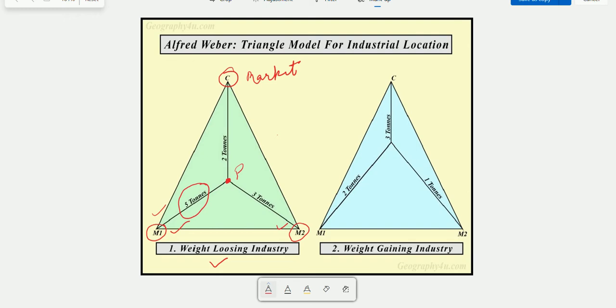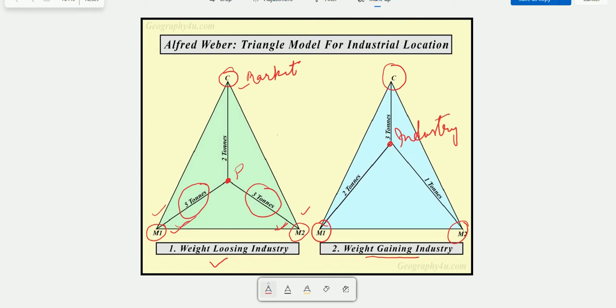iron ore, then 3 tons of coal are taken from M2. Since they are very heavy and bulky raw materials, to minimize the transport cost, it is located nearby the source of the raw material, a little away from the marketplace. So in the other case, for the non-weight-losing industries, here these are the sources of the raw material M1, M2, and this is the marketplace, and here we have the location of the industry. Industry is located here.